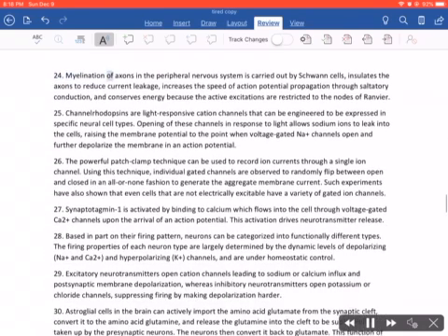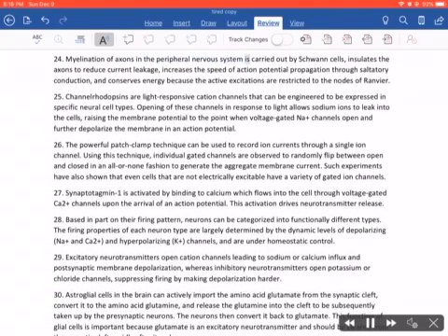24. Myelination of axons in the peripheral nervous system is carried out by Schwann cells, insulates the axons to reduce current leakage, increases the speed of action potential propagation through saltatory conduction, and conserves energy because the active excitations are restricted to the nodes of Ranvier.